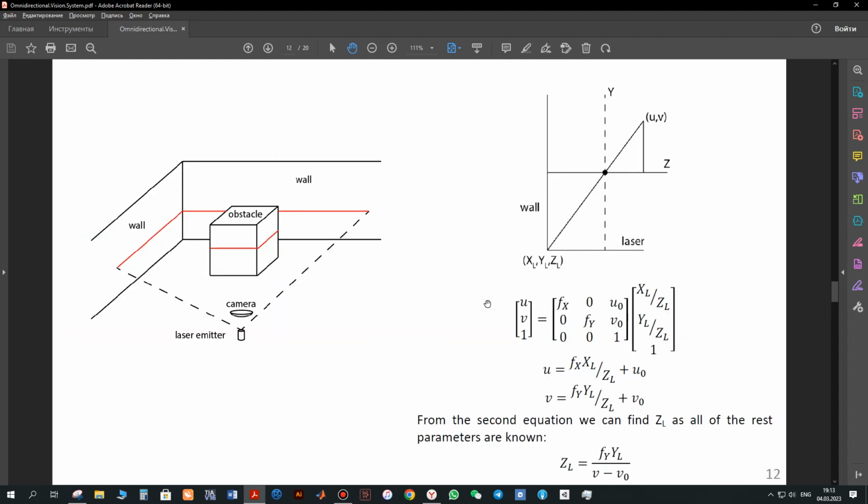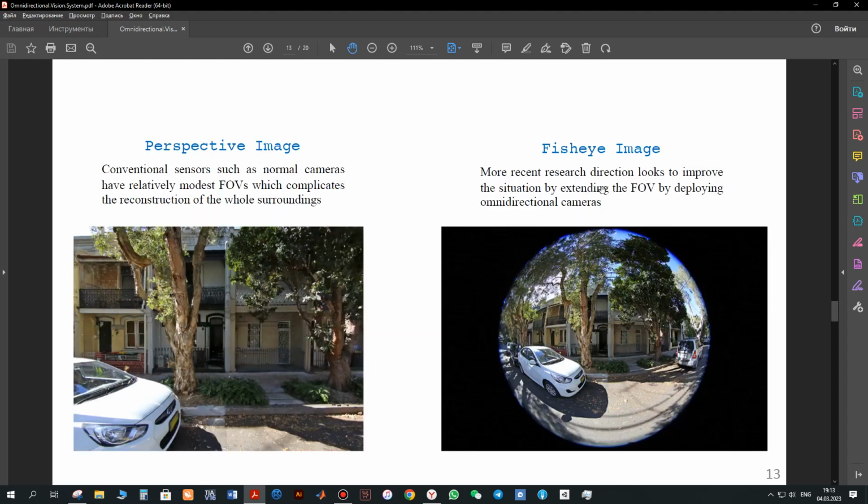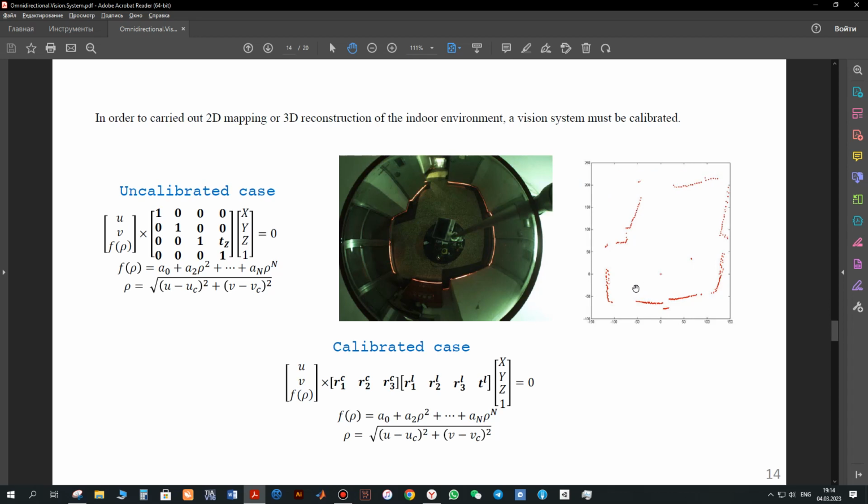So that's how it was with a simple pinhole camera. Also, now let's consider the fisheye image with a wide field. Again, for example, here is a simple image with a simple camera, and here is a wide angle lens, so it includes more details of the scene. For example, this car, we didn't see it here, now we can see this car. And let's consider this firstly.